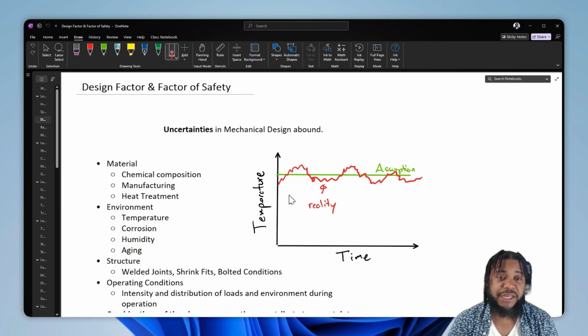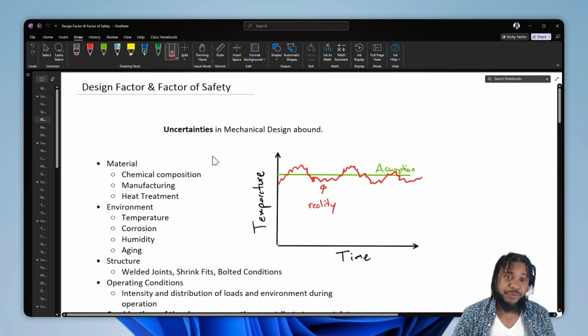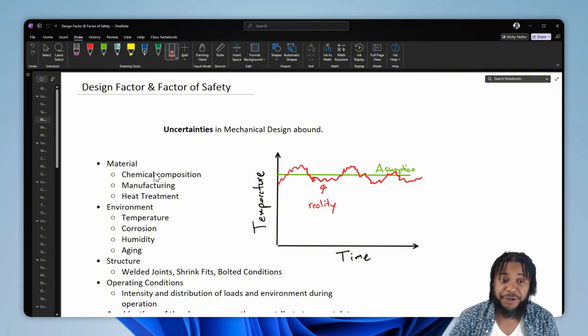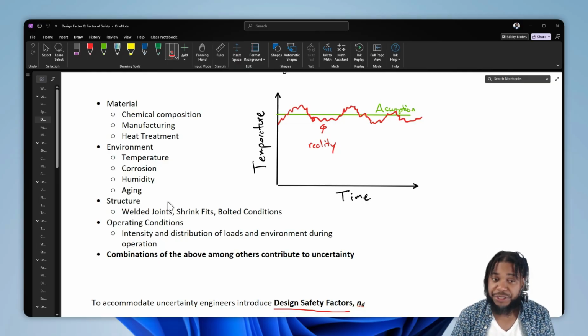Now, in mechanical design, uncertainties abound. When we think about the materials that we use in a design, depending on which factory we've bought it from or which source around the world that we use, the properties of those materials can vary. Depending on the environment where we install our design, temperature can be different, corrosion and humidity conditions can change, and our parts can age over time, depending on how long they've been deployed.